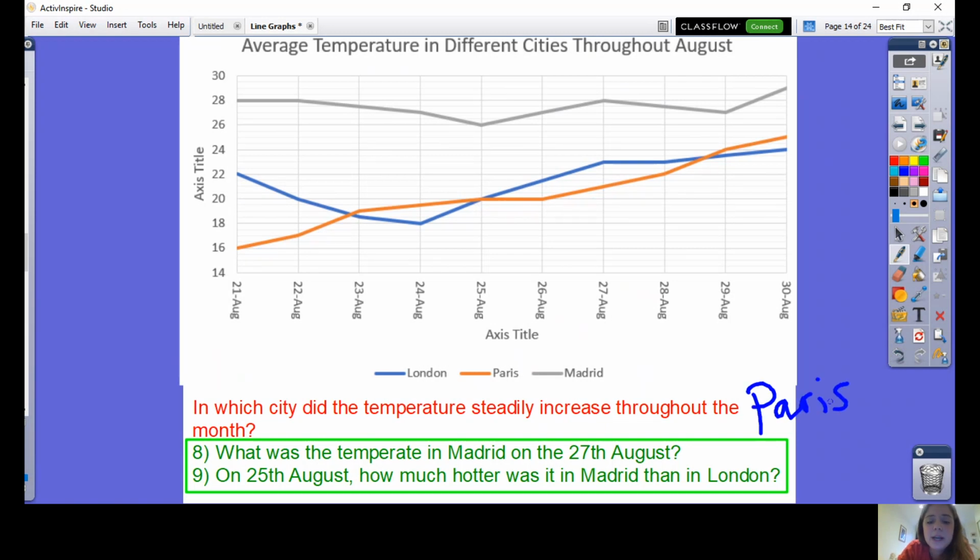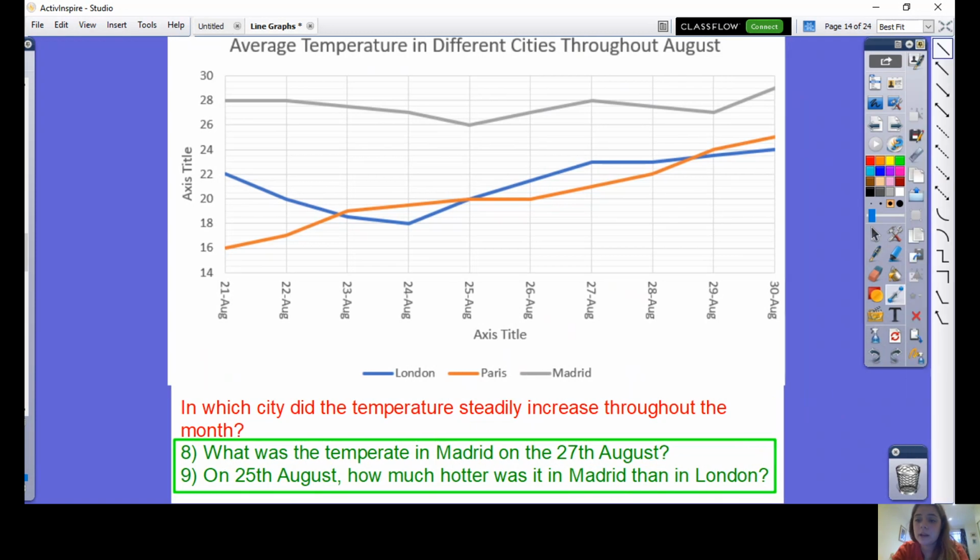Okay, what was the temperature in Madrid? So find the right colour on the 27th of August, find the right measurement. Then on the 25th of August, how much hotter was it in Madrid than in London? Pause the video and have a go at those two questions. I will be going through the answers afterwards, so don't worry if you find it tricky. That's the whole point of doing these questions now.